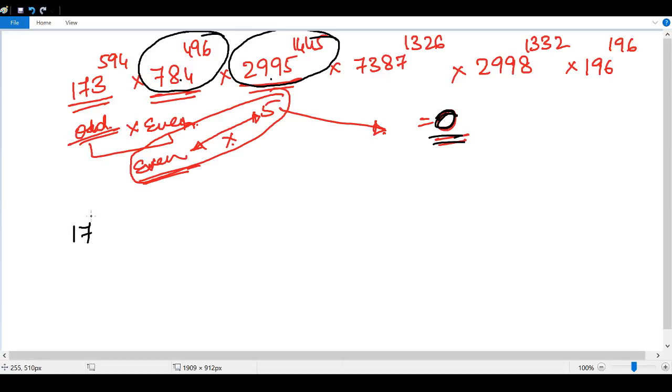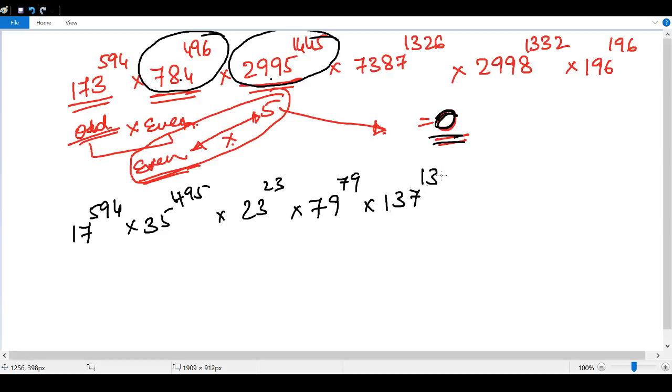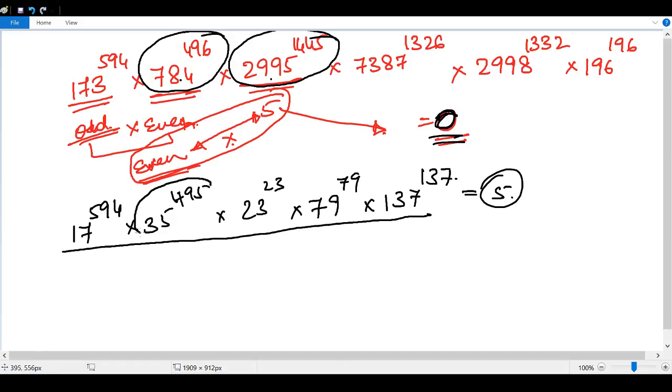Now, if I had given this 495 into 23 power 23 into 79 power 79 into 137 power 137, what would have been my unit digit? My unit digit would have been 5. Why? Because there is no even number in my hand. There is all odd number and there is a 5. And 5 when multiplied by an odd number will always give me a 5. Right? So that is it.